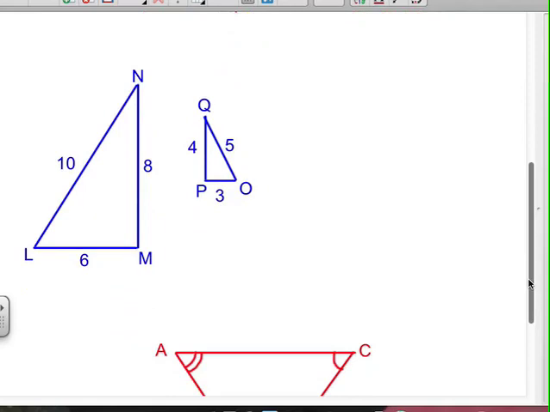Let's look at this one. Again, I don't see any angle measures. There are no degrees provided. Oh boy, so we have to do corresponding sides again. Ready? Let's circle some colors.